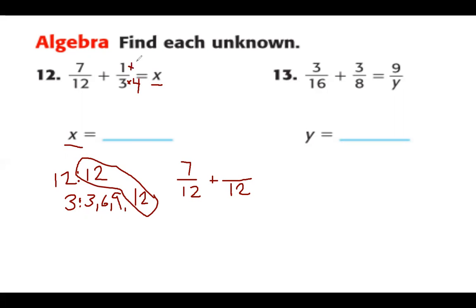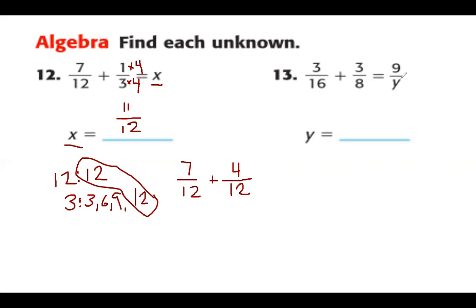So I'm going to do the top. 1 times 4 gives me 4. Now we know all I have to do is add the numerators. 7 plus 4 would give me 11. Do I add the numerator or the denominators? Nope. The denominator should just stay 12.